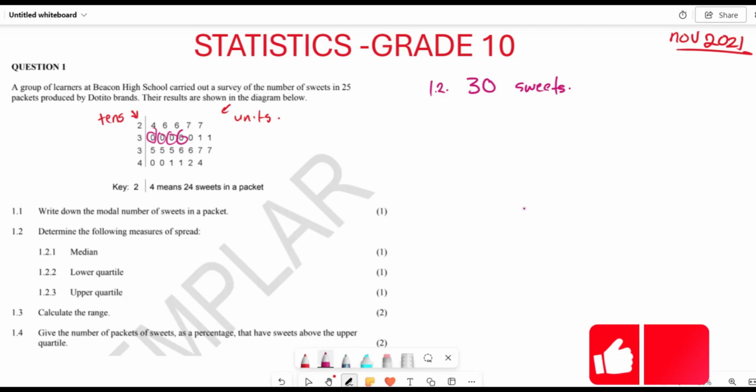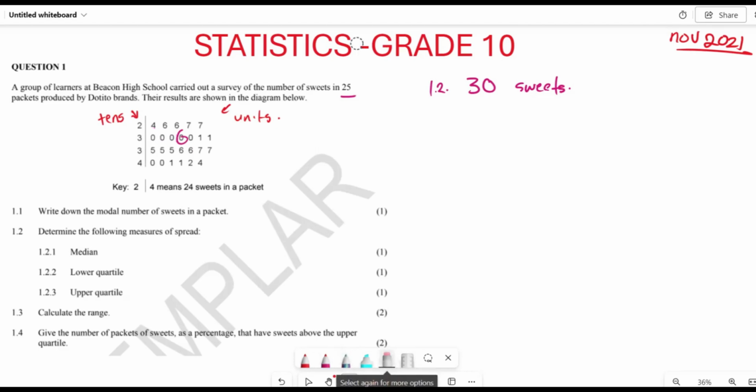Now they want us to determine the median of these, right? So what is going to be the median? In here you are given 25 packets, and when you look at 25 packets, the 13th term is going to be the middle of this. So what can we do from here? Starting from here, this is 1, 2, 3, 4, 5, 6, 7, 8, 9, 10, 11, 12, 13, right? So it is going to be this one.